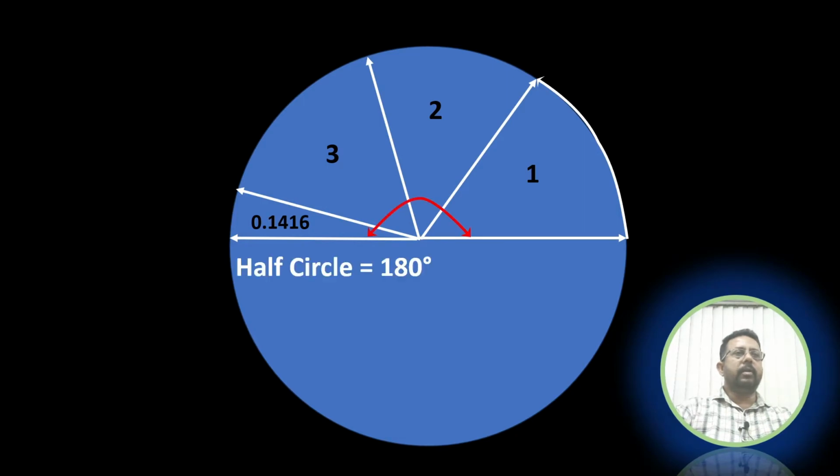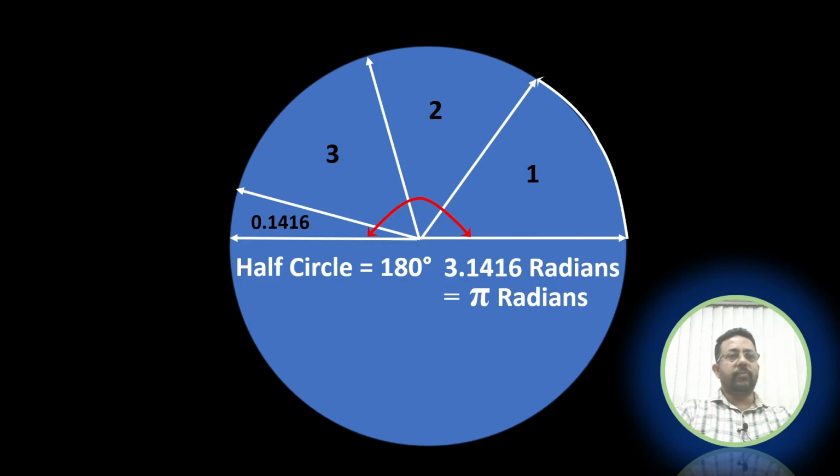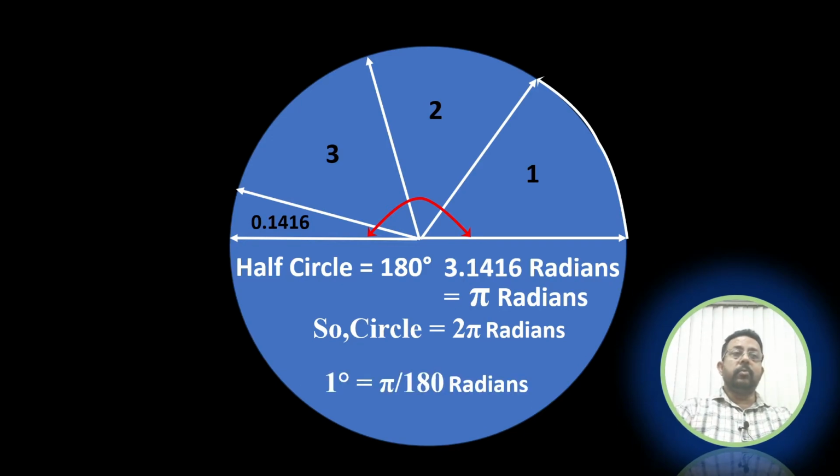So in total, in a half circle or 180 degree, we have 3.1416 radians. Sounds familiar? Because this is pi. Pi is equal to 3.1416. So half circle 180 degree is equivalent to pi radians. So a circle is equivalent to 2 pi radians. So 1 degree we can say is equal to pi by 180 radians.